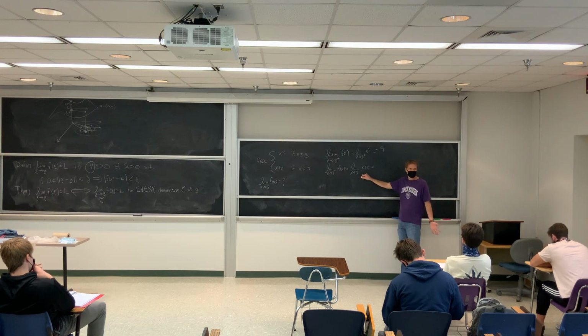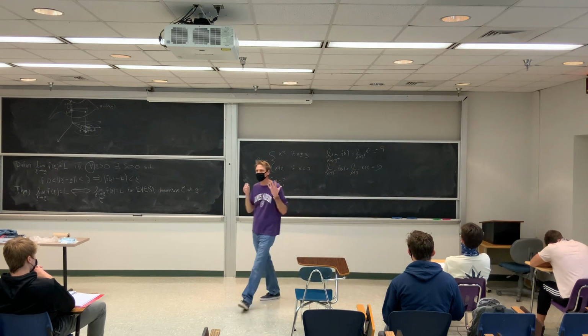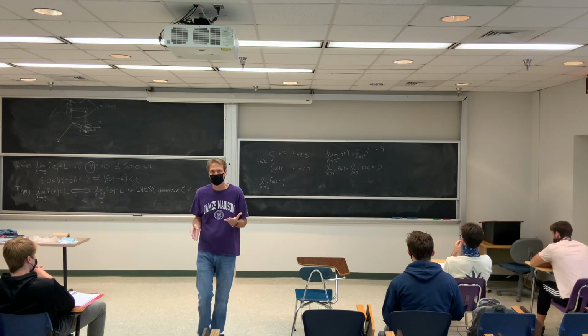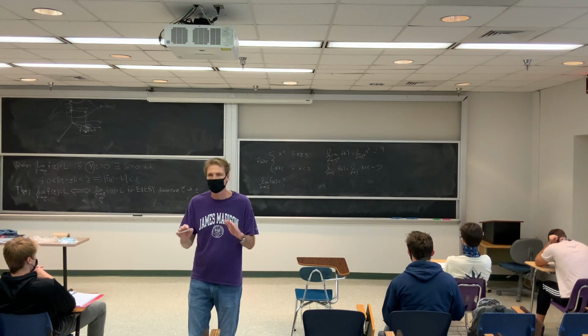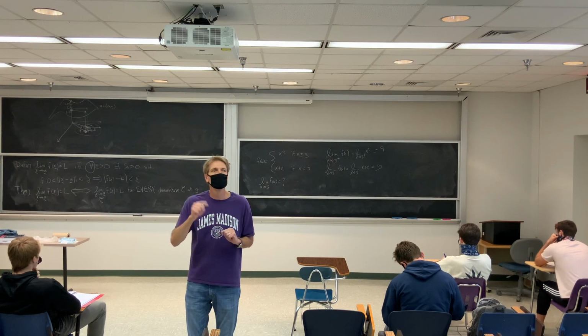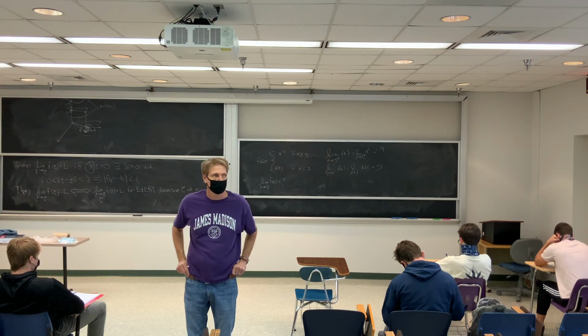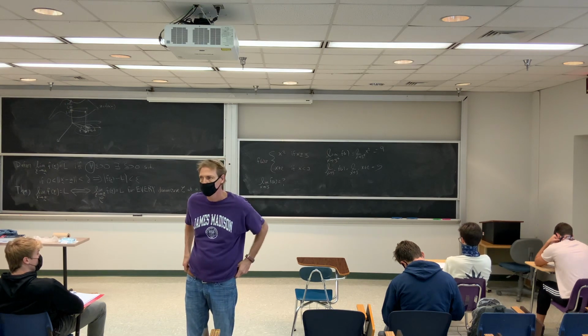Again, this is continuous as a function. Plug it in and I get 5. What does that tell me about my actual limit at 3? It does not exist. If the limit from the left doesn't equal the limit from the right, then the limit does not exist.